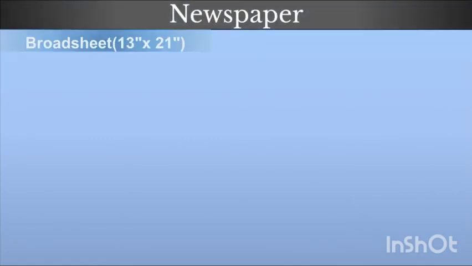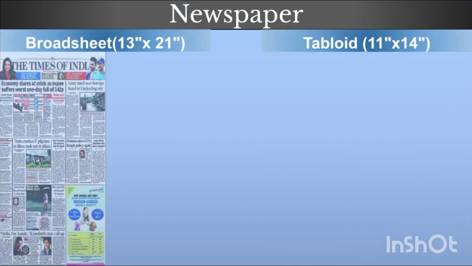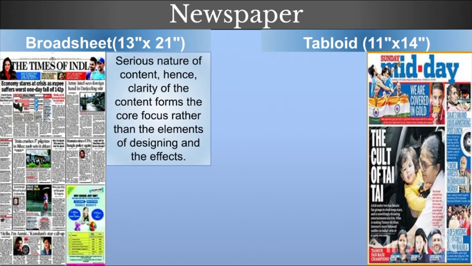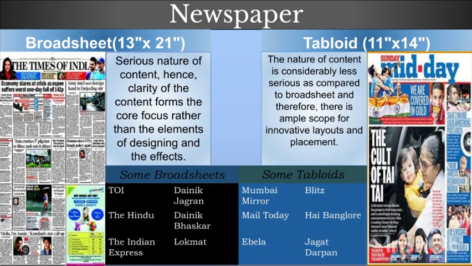First one, newspaper. Most newspapers are printed in two formats or sizes. They are broadsheet and tabloid. Broadsheet is the larger newspaper format and is characterized by long vertical pages. It is usually 13 inches wide and 21 inches in length. And the content in broadsheet is of serious nature. Hence, clarity of the content forms the core focus rather than the elements of designing and effect.